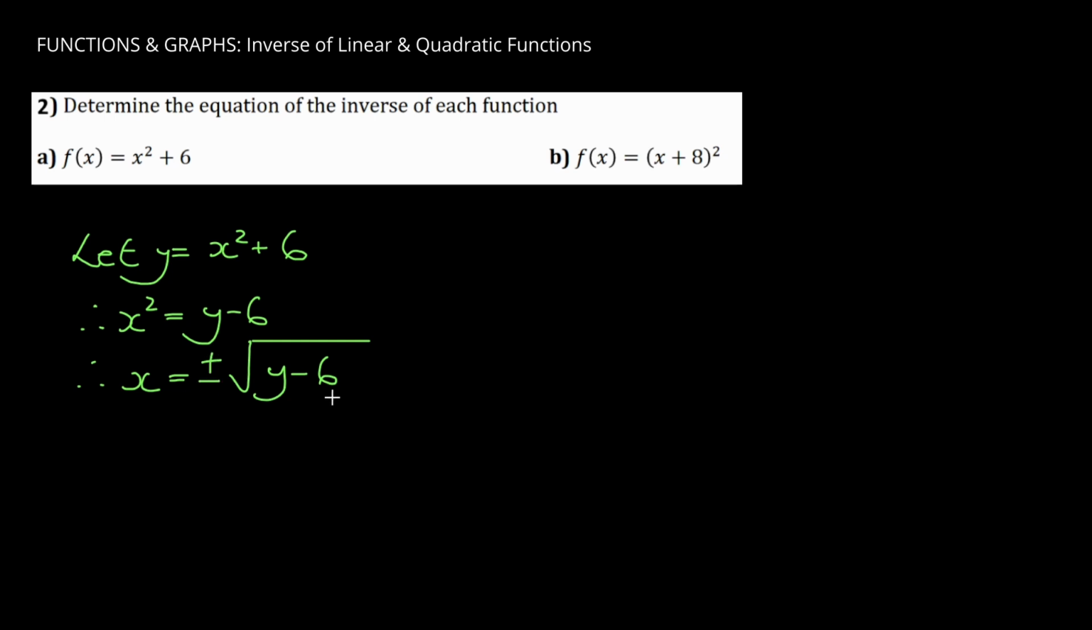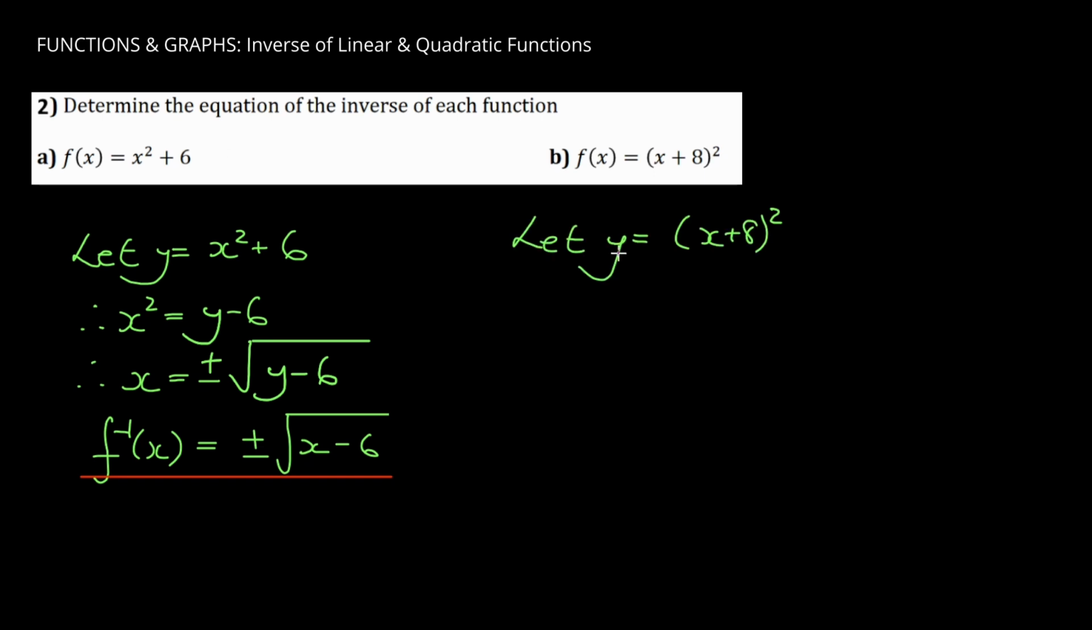Now that is going to cause us a problem, and I'll explain that in a moment, but for the moment, that is the answer: f to the minus 1 of x will be equal to plus or minus the square root of x minus 6. And that's the answer for part A. Okay, let's try part B.